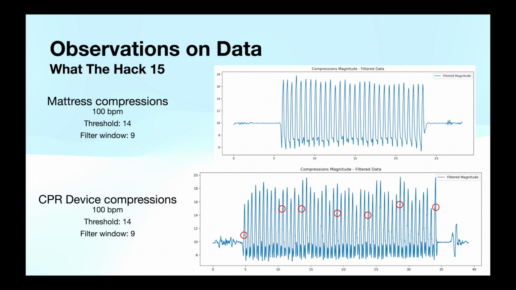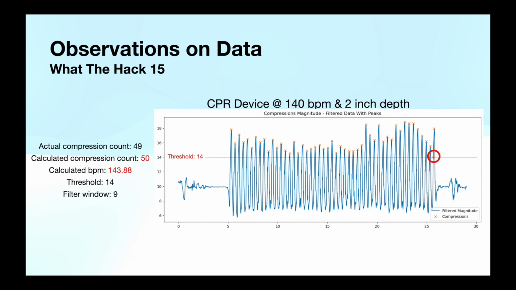An example of this was in the dataset for 140 compressions per minute and a 2-inch depth on the CPR device. We noticed that the compression count and BPM calculations were off by a count of 1 even after fine-tuning the threshold and filtering window parameters. An additional peak magnitude circled in red on the graph was counted that was not a peak magnitude. The actual compression count was 49, but the calculated count was 50. This skewed our rate measurement to being 143.88 compressions per minute instead of the expected 140 compressions per minute.